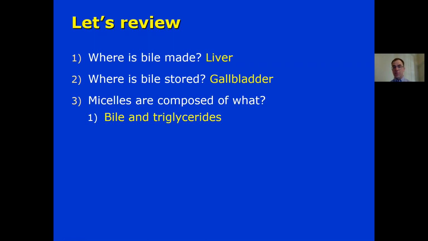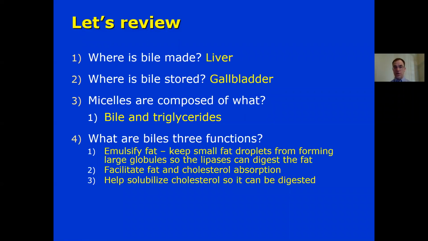And micelles are composed of what? Bile and triglycerides. Again, the micelle is used to take that big chyme that comes right out of the stomach and the small intestine, and make it from a basketball size, so to speak, into much smaller golf ball size. And by doing so, you've increased the surface area for the pancreatic lipases to break down the triglycerides.